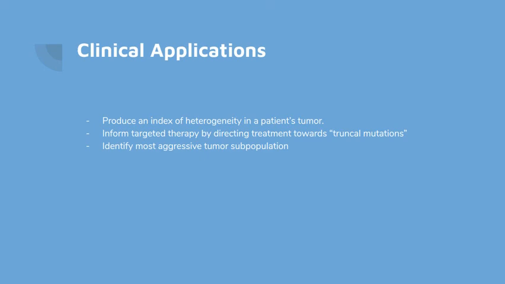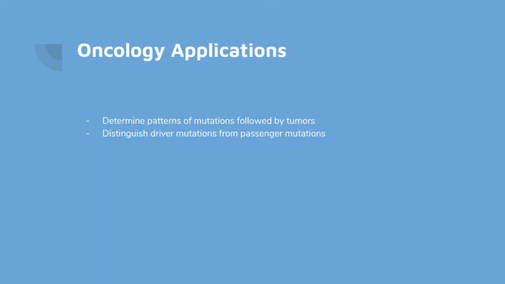From the broader context of oncology, the tumor evolutionary tree can be used to trace and determine a pattern of mutations followed by tumors during the different stages of development. This can give insight to oncologists on the formation of cancer, important knowledge that is less clinically oriented, but nonetheless important in the study of cancer. This could mean the distinguishing of driver and passenger mutations within tumors.